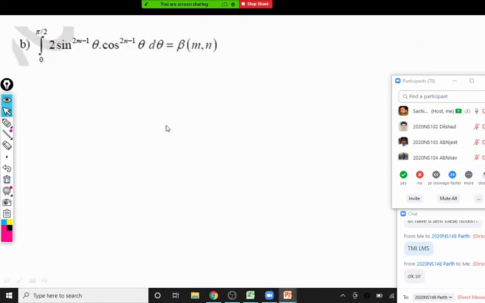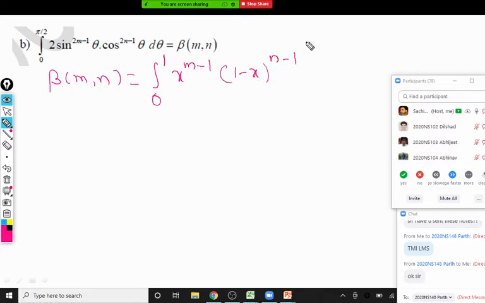So the second property is known as the trigonometric form of the beta function. We have to prove this trigonometric form. So we'll start with the main form and convert the main definition into a trigonometric form. By definition, beta m,n is the integral from 0 to 1 of x raised to m minus 1 into 1 minus x raised to n minus 1 dx. So what should be the substitution which gives us a trigonometric form now?